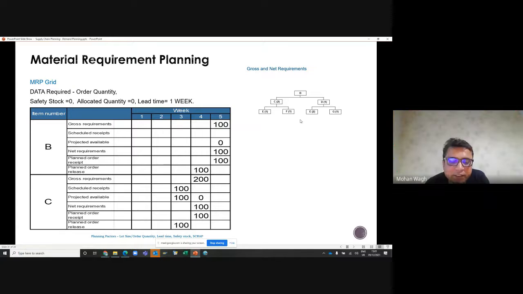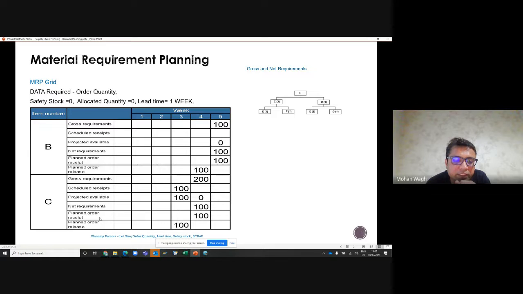Yes, thanks, Kedar. Maybe some of you might not be aware of some of these keywords. Gross requirement is straightforward: how much the customer wanted. Scheduled receipts are orders you might be expecting from other sites. Projected available shows how much quantity would be available in week 1 or week 2, depending on the scheduled receipts. Net requirement is how much you require in gross, minus the projected available, which gives the net requirement.